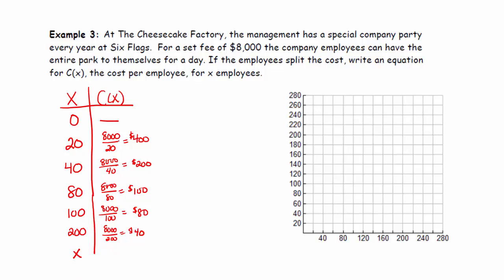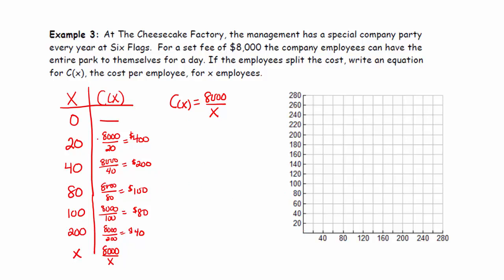Look at the pattern. Look at what's happening. We keep taking the 8,000 and we're dividing by a different number each time. In fact, look what we're dividing by. We're dividing by X. So I say that this is 8,000 divided by X. That's what the equation is going to be. C of X equals 8,000 over X. Right? That's inverse variation, a constant divided by X. As the number of employees goes up, the cost per employee goes down. That's inverse variation.